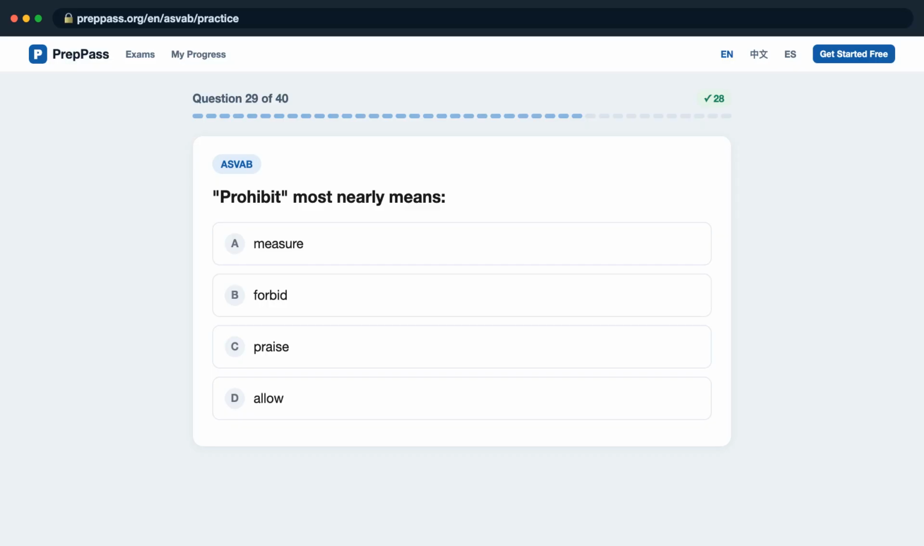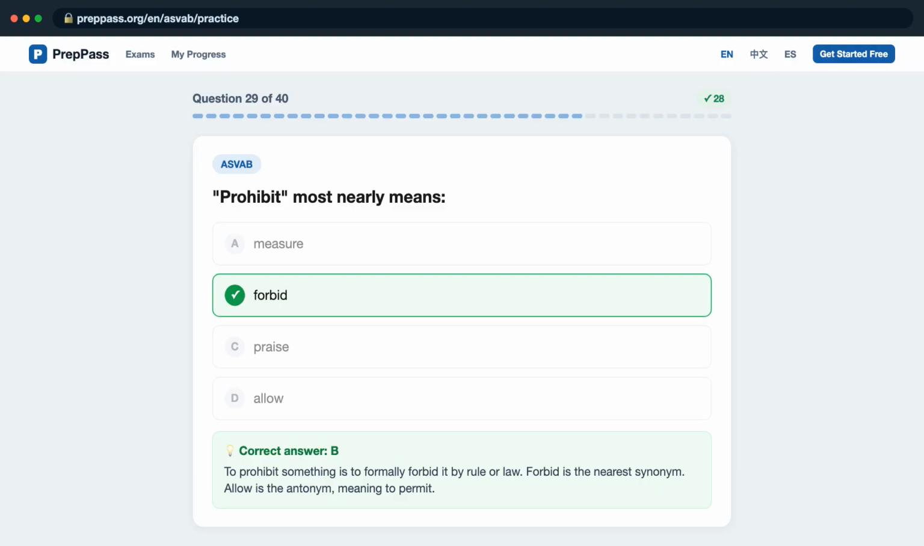Question 29. Prohibit most nearly means, is it A, measure, B, forbid, C, praise, D, allow? The correct answer is B. To prohibit something is to formally forbid it by rule or law. Forbid is the nearest synonym. Allow is the antonym, meaning to permit.